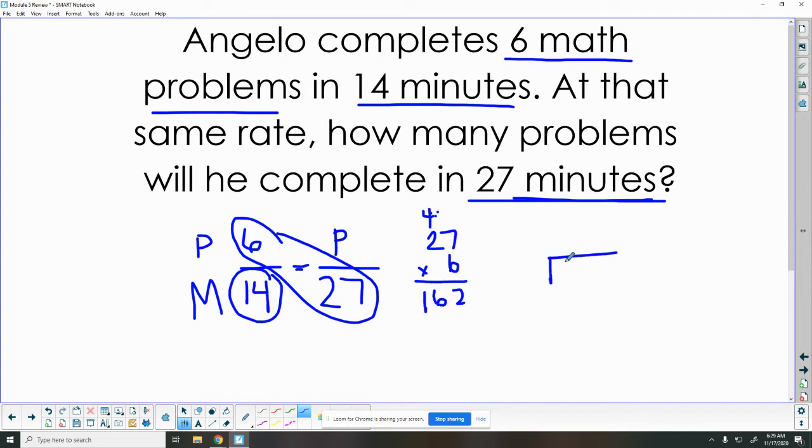So now I'm dividing 162 by 14. So it can't go into 1, but it can go into 16 one time. So 1 times 14 is 14. And there's 2 left over. Bring down my 2. 14 goes into 22 one time. 1 times 14 is 14. So we're going to borrow here. 12 minus 14 is 8. And we need to bring down our 0 here.